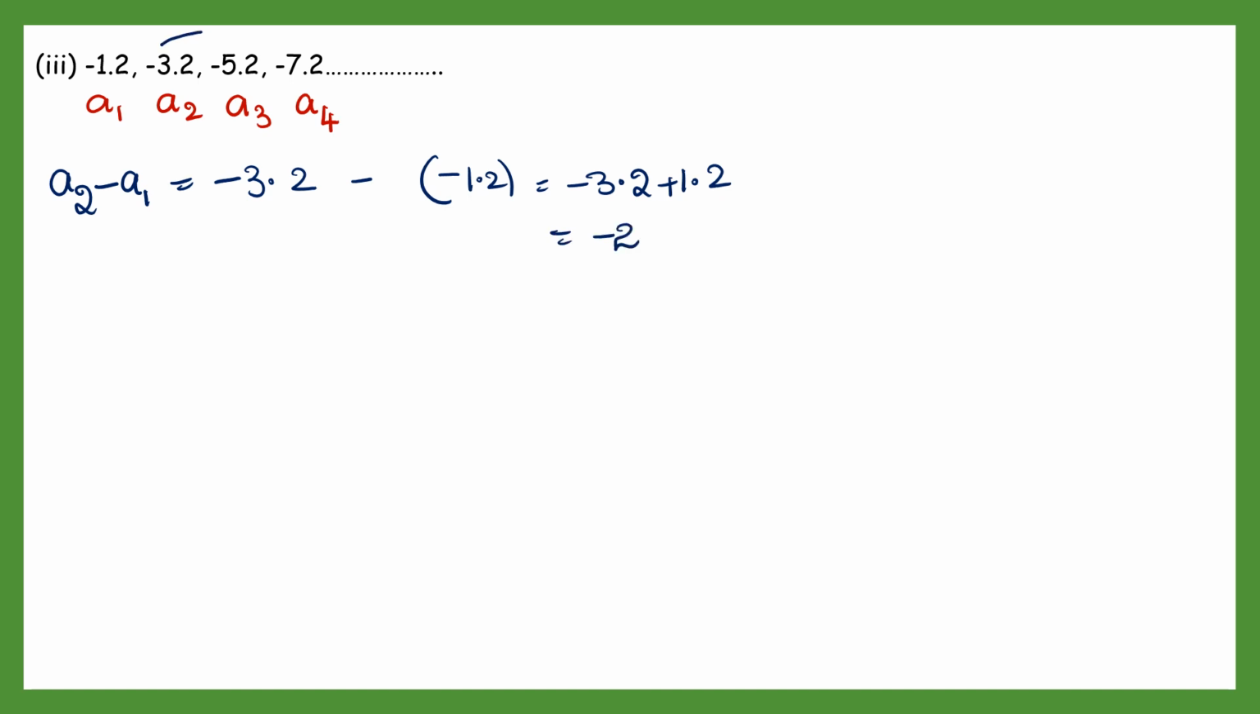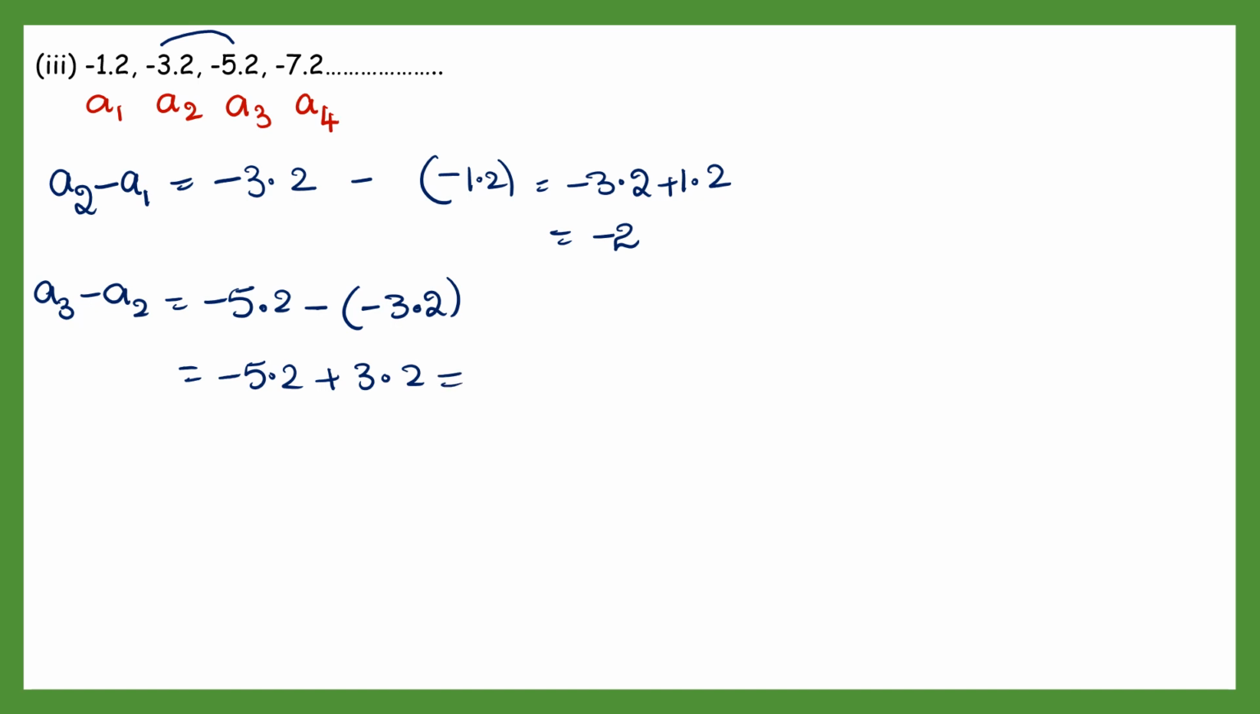Now another set of consecutive terms. A2 and A3 are consecutive terms. So A3 minus A2. Find the difference. Minus 5.2 minus A2, which is minus 3.2. So minus 5.2 plus 3.2. You get minus 2 again.